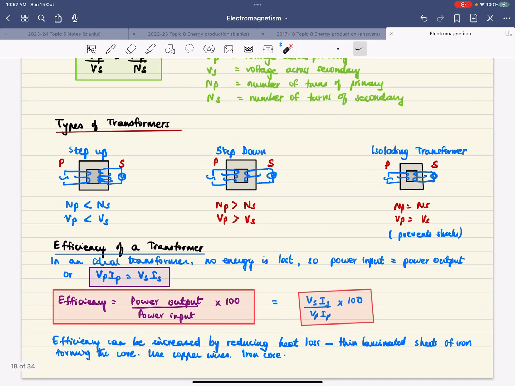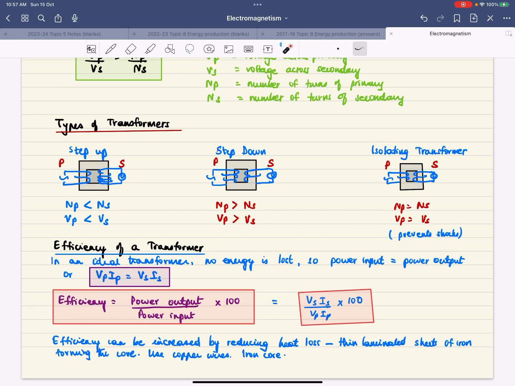Now, in an ideal transformer, no energy is lost, so the power output is equal to the power input. So power is V times I, so VPIP equals VSIS, and the efficiency has to do with how much you get out compared to what you put in, times 100, because efficiency is always expressed as a percentage.